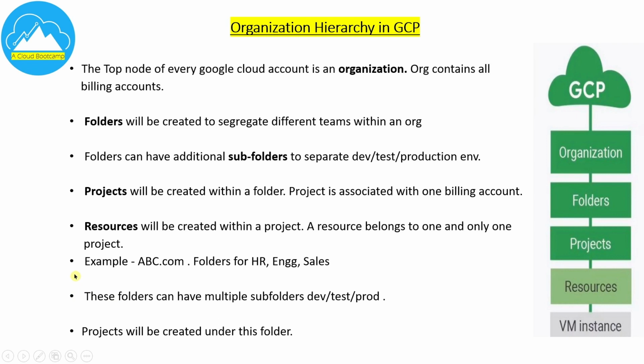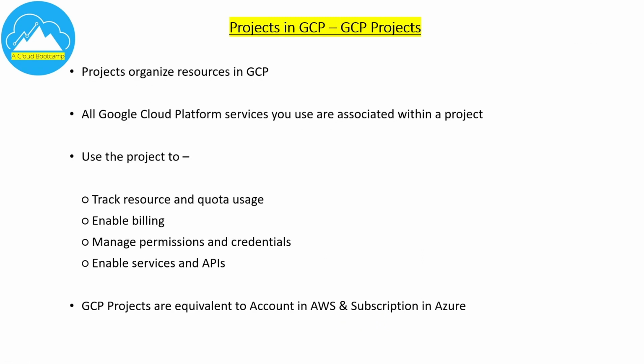I've also mentioned, for example, abc.com can have folders like HR, engineering, sales, and then these folders can have multiple subfolders, like engineering can have dev, test, prod. And then in dev, we can have projects for dev. In test, we can have projects for test. And in production, we can have projects for production as such. And that's how you segregate the environments.